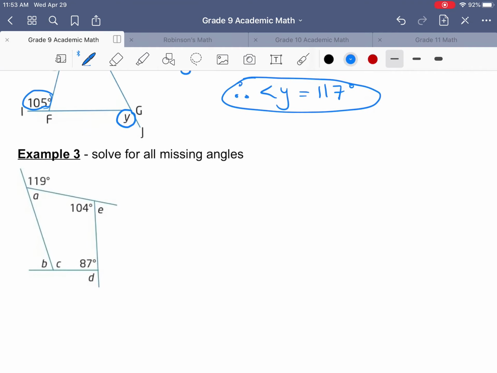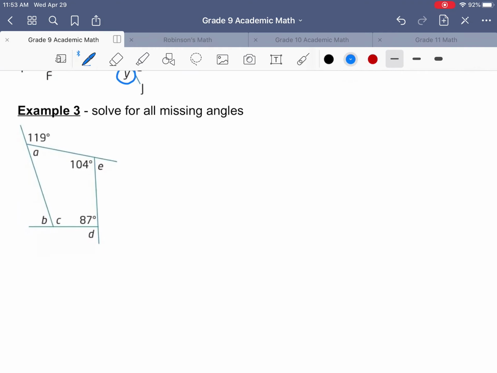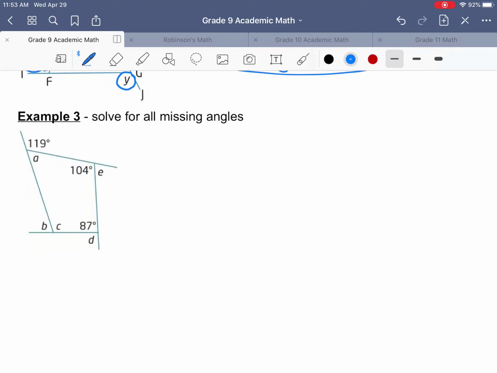Next, let's do a quadrilateral where we have a combination of missing interior and exterior angles. And you can see we have A, B, C, D, and E to solve for. We're given one exterior angle of 119 degrees, and we're given two interior angles, 104 and 87 degrees. So what we're going to do here is start off by using our supplementary angles rule to solve for many of these missing angles.